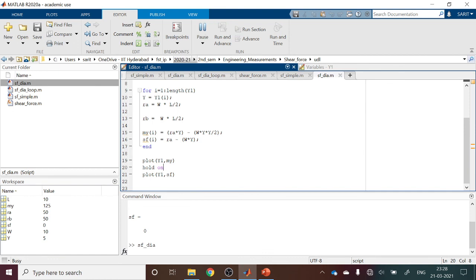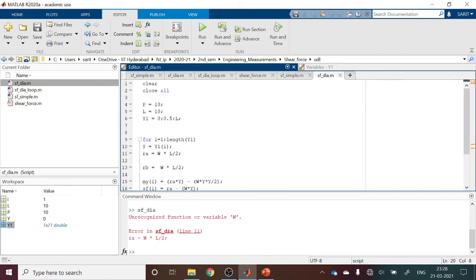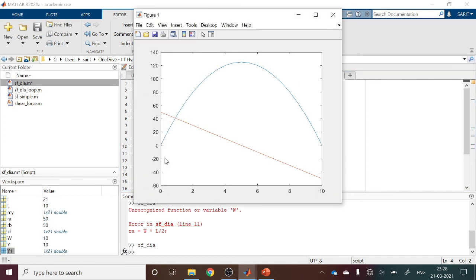So now if you run this code, what you get is, some error is showing. Yeah, so here it will actually be W because we have used W. So let's replace it with W. Now let me run it and check if any error is there. Yeah, now there is no error.